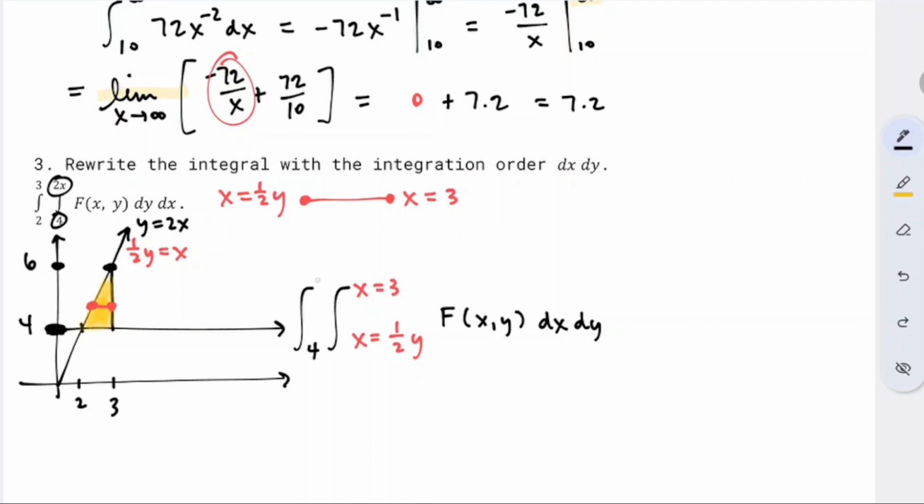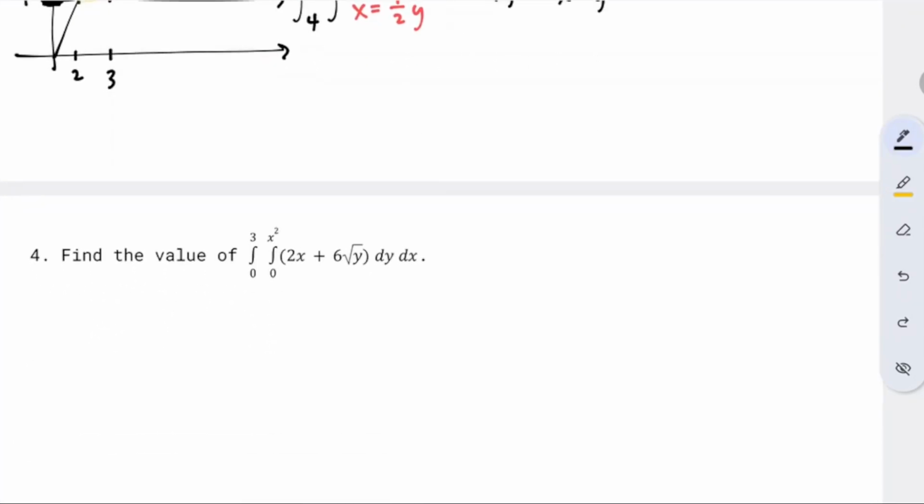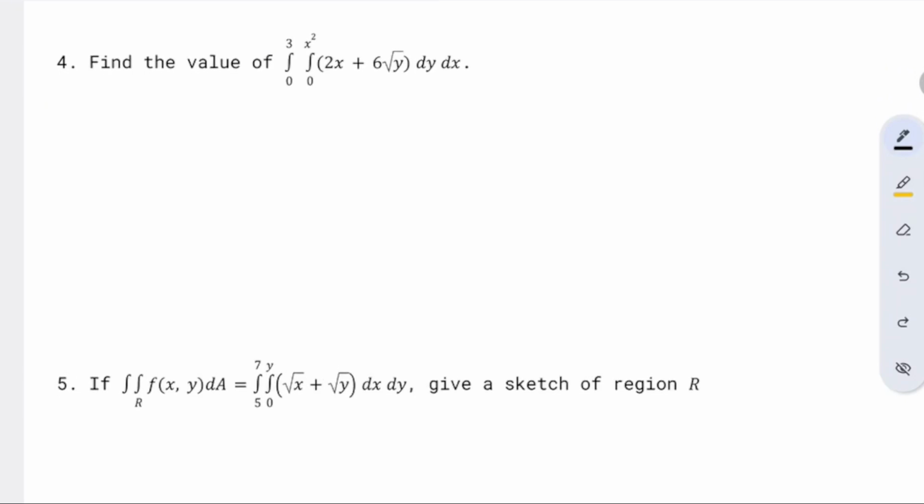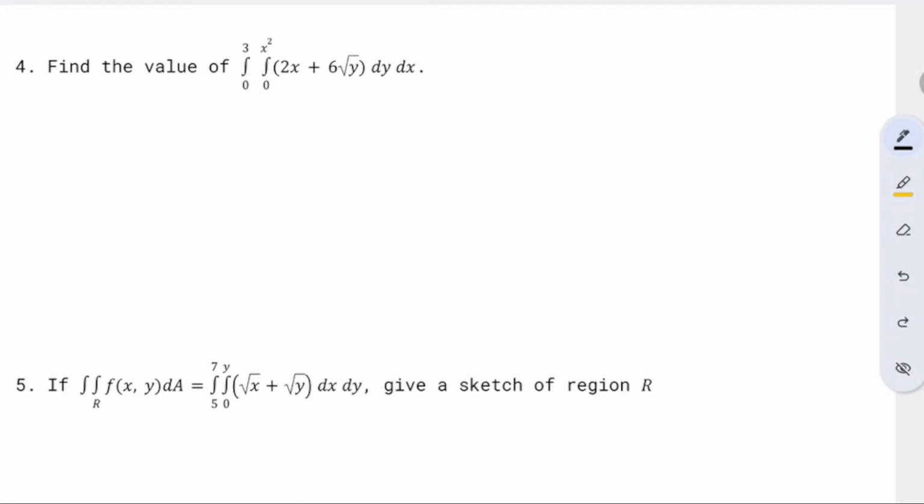So that would be as y goes from 4 to 6, and there we would have ourselves an integral with that requested order of integration. Right, now, finding the value of this double integral, I think this should be pretty standard. Antiderivative, okay, 6y to the 1/2, 2/3 of 6 is 4y to the 3/2. I'm going to just mentally check my antiderivative, derivative of 2xy with respect to y is 2x, and then 6y to the 1/2, yeah, like that. As y goes from 0 up to x squared.